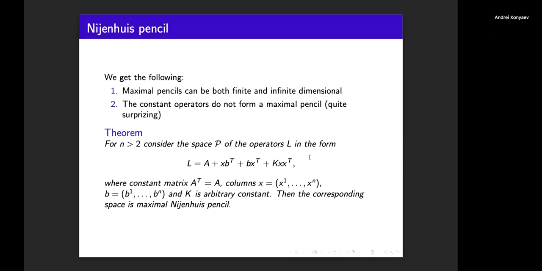Okay, now the next theorem deals with another pencil. This pencil naturally appears in integrable systems of hydrodynamic type. Those are partial differential equations with a very specific Poisson bracket, a variational Poisson bracket, and it turns out that such operators naturally appear in case you have compatible Poisson brackets of this type.